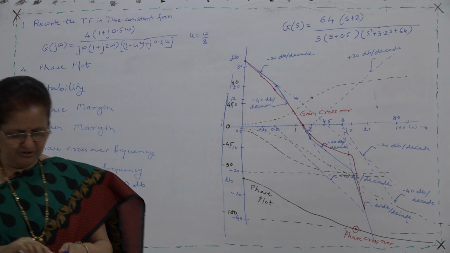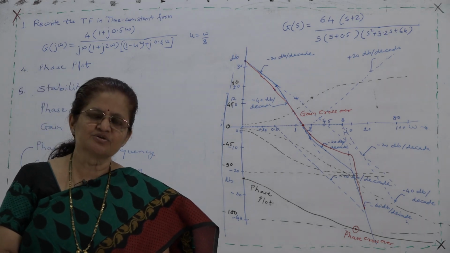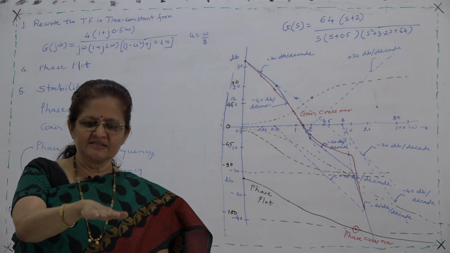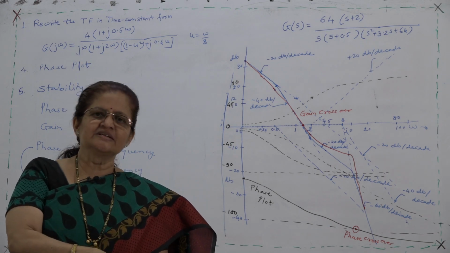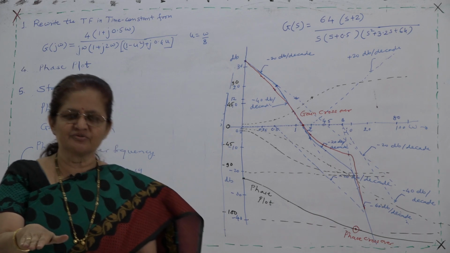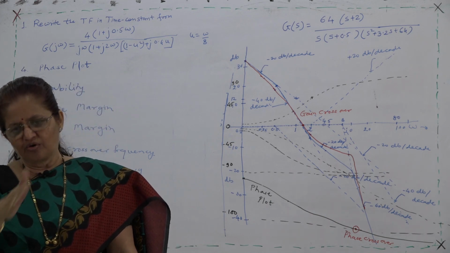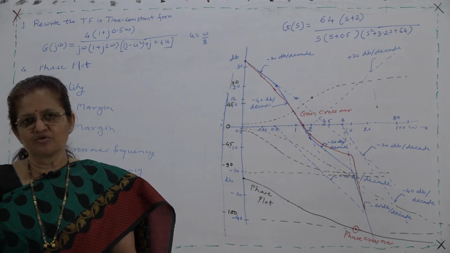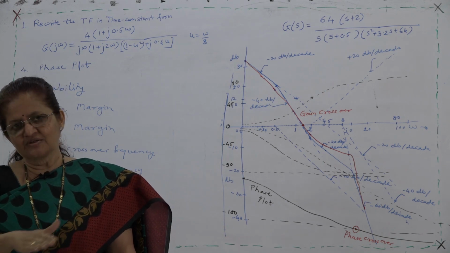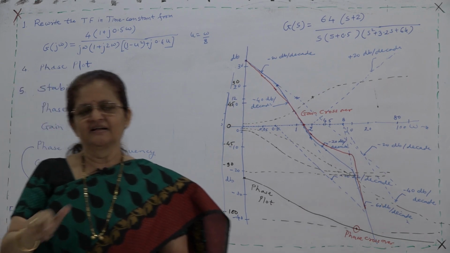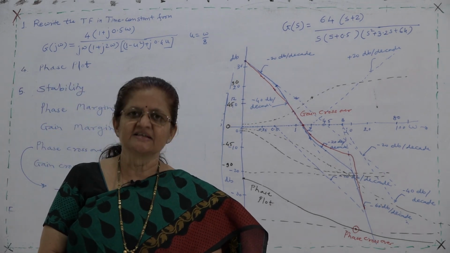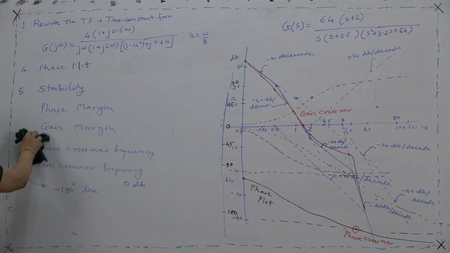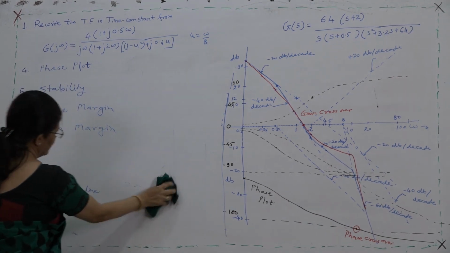So, I think these two terms are clear, gain crossover frequency and phase crossover frequency. When gain is 0 dB, whatever is the frequency, that is called gain crossover frequency. The magnitude plot crosses the 0 dB line, while for phase crossover, the phase plot crosses minus 180 degree, and that is called phase crossover frequency. Why are these two frequencies required? This is to decide the phase margin and gain margin.